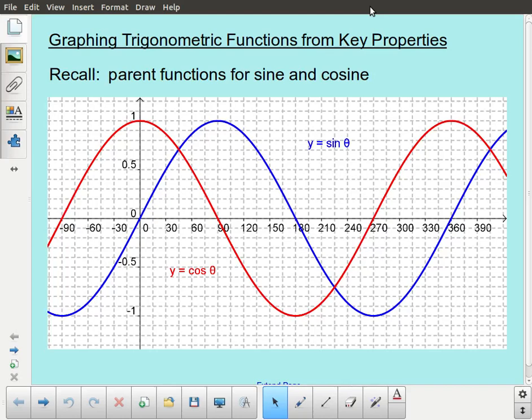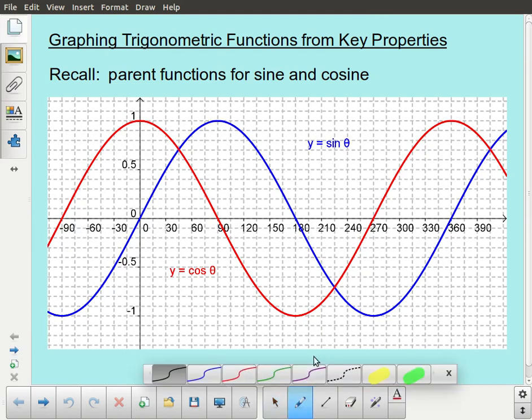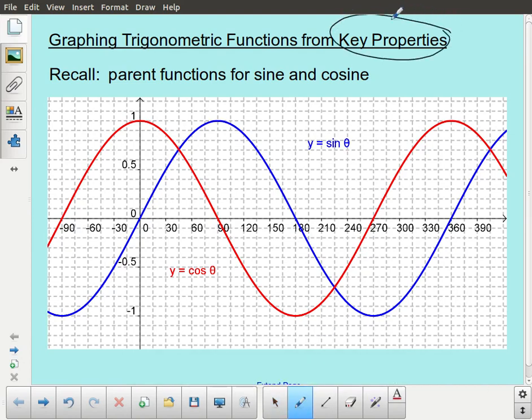So for this lesson, we're going to be taking another look at the idea of graphing trigonometric functions. But in this case, we are going to be focusing on graphing trigonometric functions using their key properties. In a previous lesson, we looked at graphing trig functions using transformations. In both of those lessons, you need to make use of the parent functions.